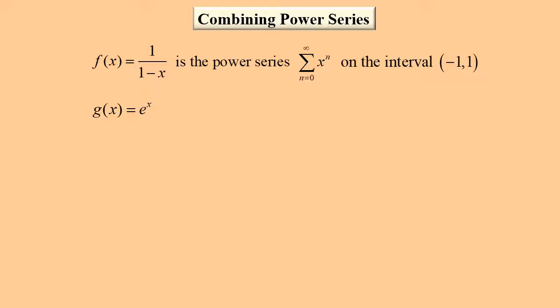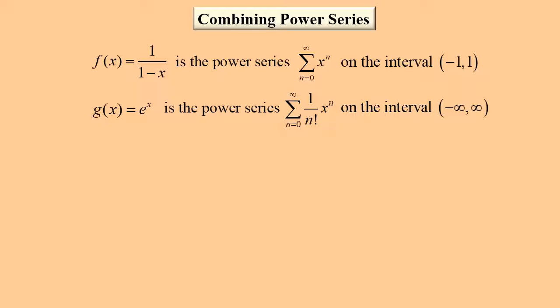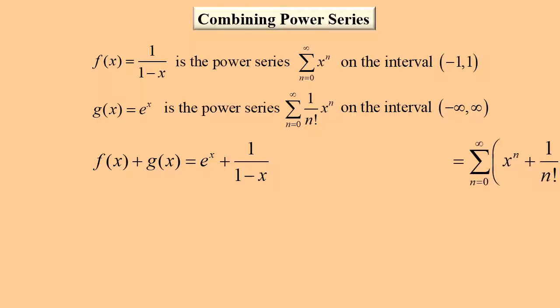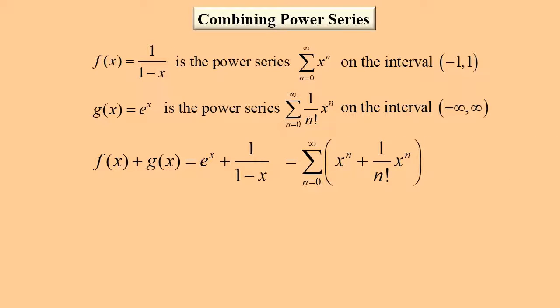We just did the e to the x not long ago in a different lesson. And its power series looks like this, and it converges for all values of x. Now, even though they have different intervals of convergence, there is some overlap between the two, and we can combine the two together. For example, if we add the two functions, we get the power series that looks like this.